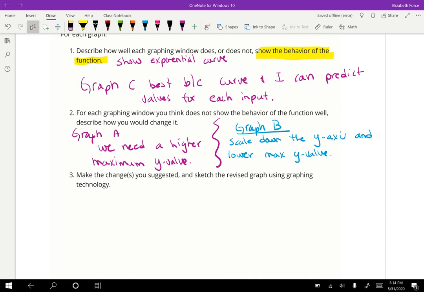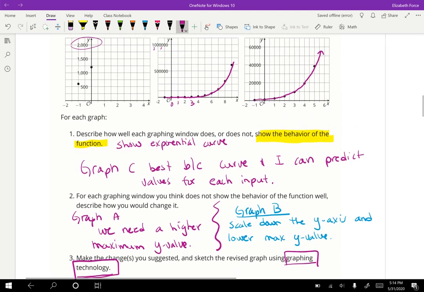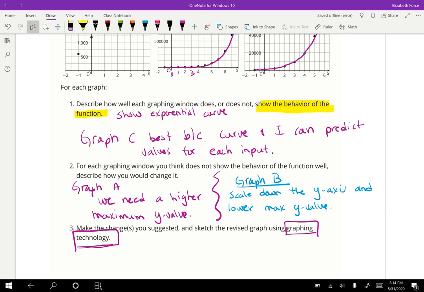Now, if we look at number 3, make the changes you suggested and sketch the revised graph using graphing technology. I really hope we're familiar with Desmos by now, because Desmos will be the best thing for you, because it's so easy to change your window by just zooming in, out, touching on one of the axes, the y-axis, and just scaling that while the x-axis stays the same. So I'm going to put this into Desmos and show you how to mess around with it.